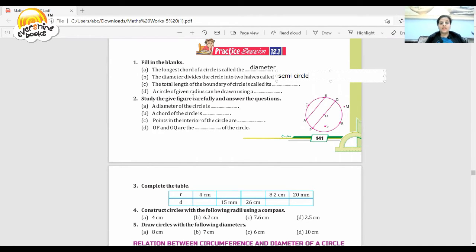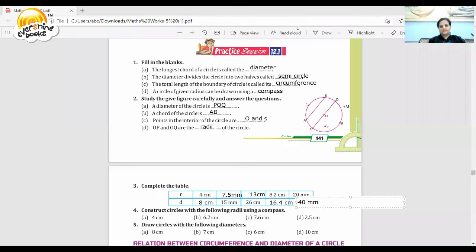Next is the total length of the boundary of a circle. When we know that it is the total boundary, proper boundary is there. So what is the length of it? The boundary of a circle is called its circumference, and when we want to make a circle with the radius, it is done with the compass and ruler. The diameter of a circle is POQ in this given figure. The chord of a circle is AB.